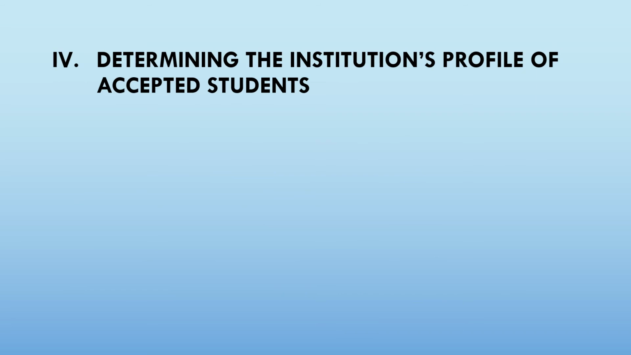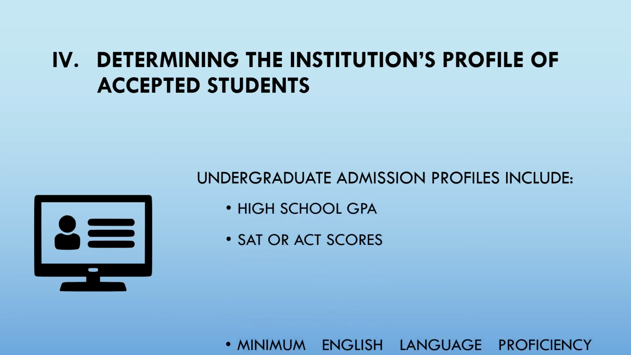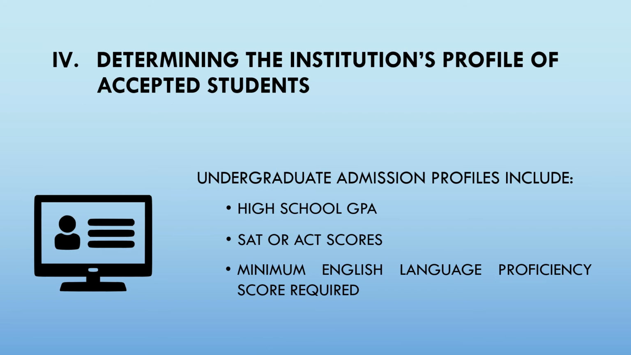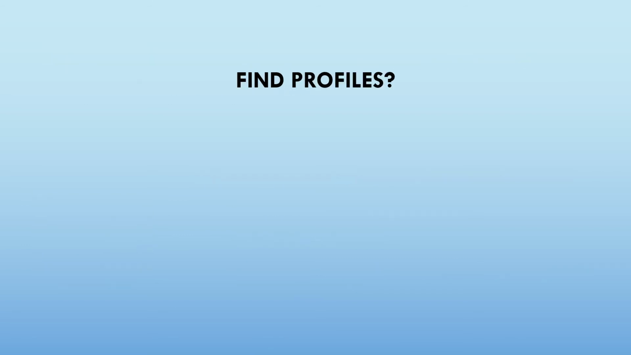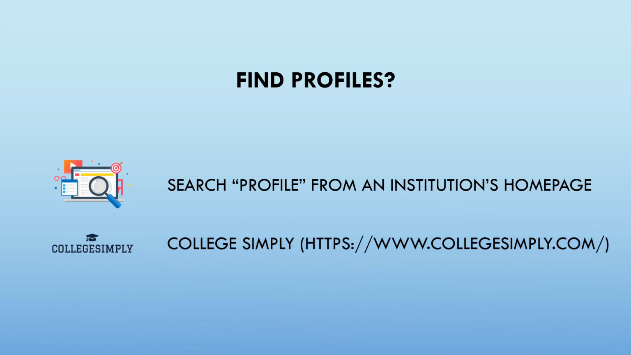American institutions of higher education provide profiles of past admitted students on their websites. Undergraduate admissions profiles include high school GPAs, SAT or ACT scores, and minimum English language proficiency scores required. There are two ways to find admissions profiles. You can search for the profile from an institution's homepage, or use College Simply, which consolidates much, but not all, of the profile information.